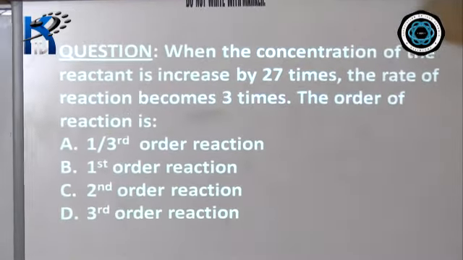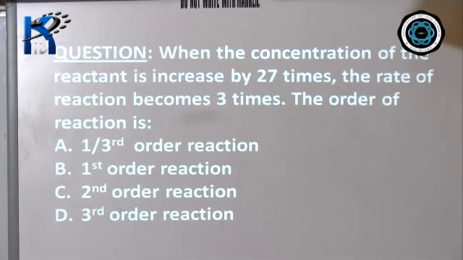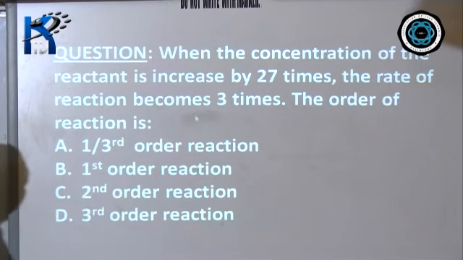When the concentration of the reactant is increased by 27 times, the rate of reaction becomes 3 times. The order of reaction is, again you have 4 options. If you go with my previous concept, what many students will do is, here is 3 times, here is 27, and what is 27 of 3? Cube. So they will tick D, the third order reaction, which is wrong. Actually the answer is 1/3 order of reaction.